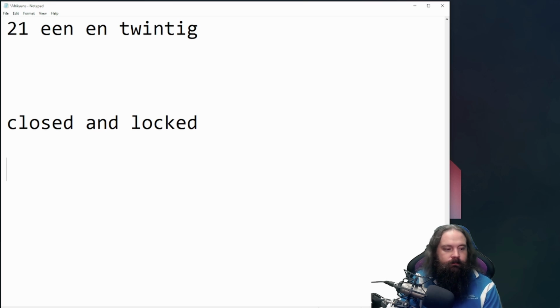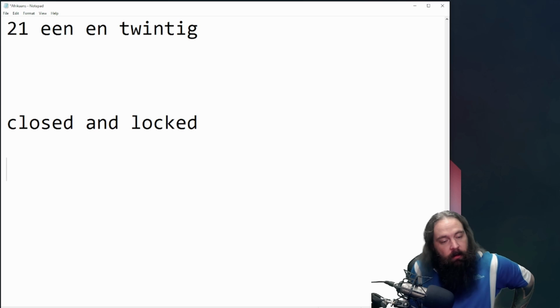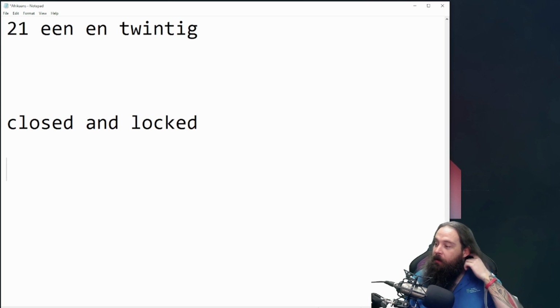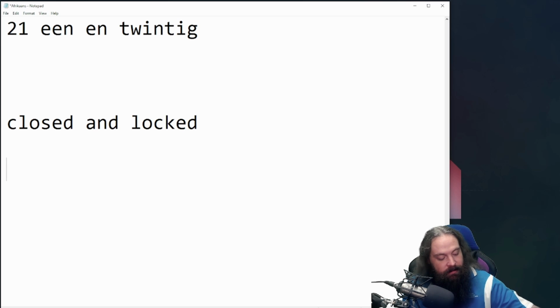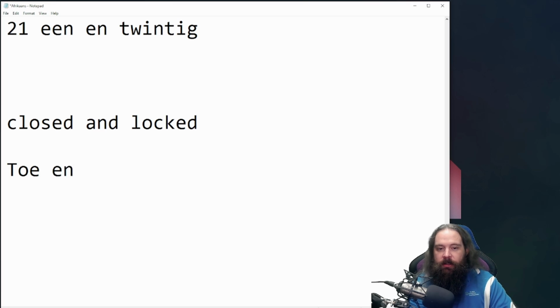So apparently, closed and locked in Afrikaans. Some people might think, it's a common misconception, that it's the same word, because you've got closed, which is toe, and locked, which is sluit, or in this example, gesluit. Right? Toe en gesluit.